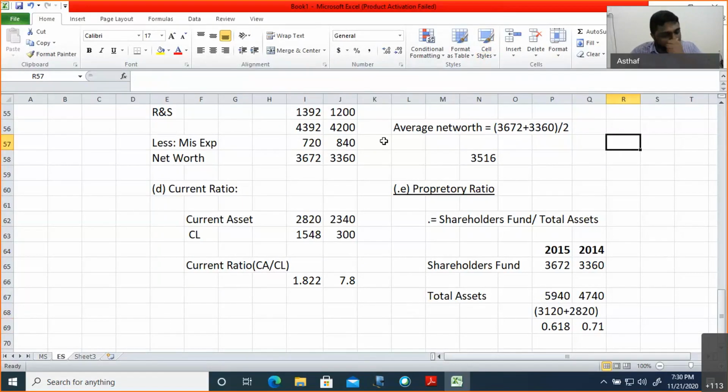Net worth is equal to shareholders fund. Yes. Net worth, shareholders fund, proprietors fund, owners fund, all have the same meaning. Okay. So copy fast.